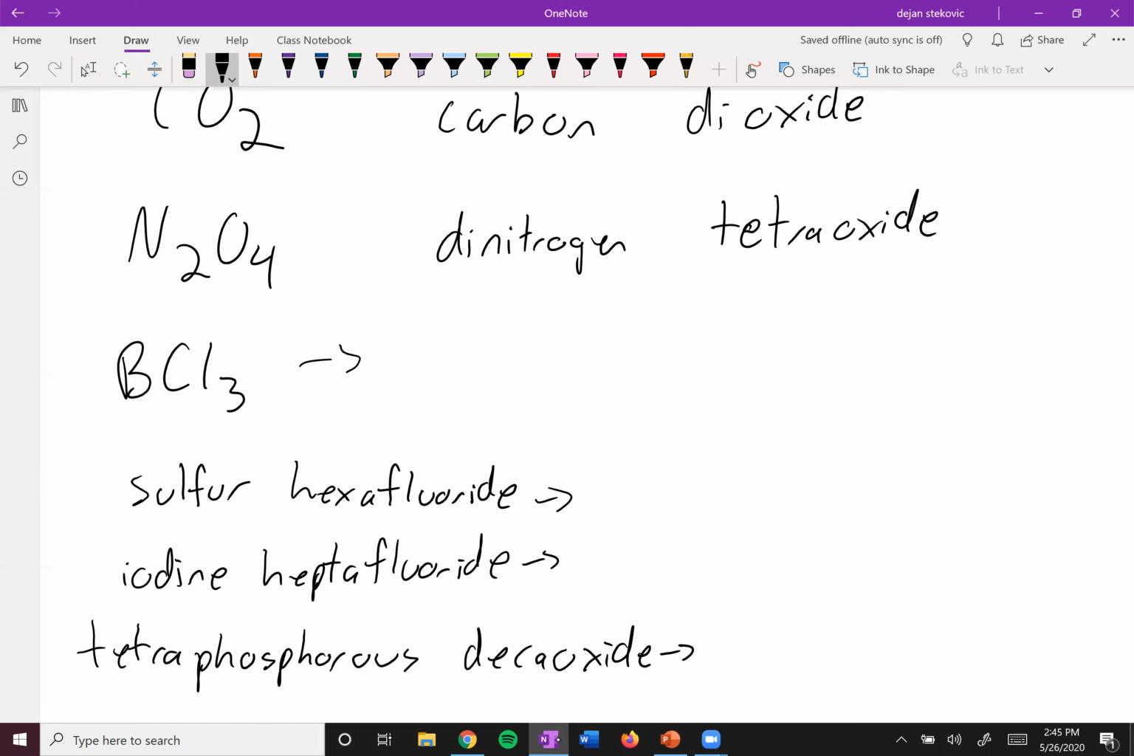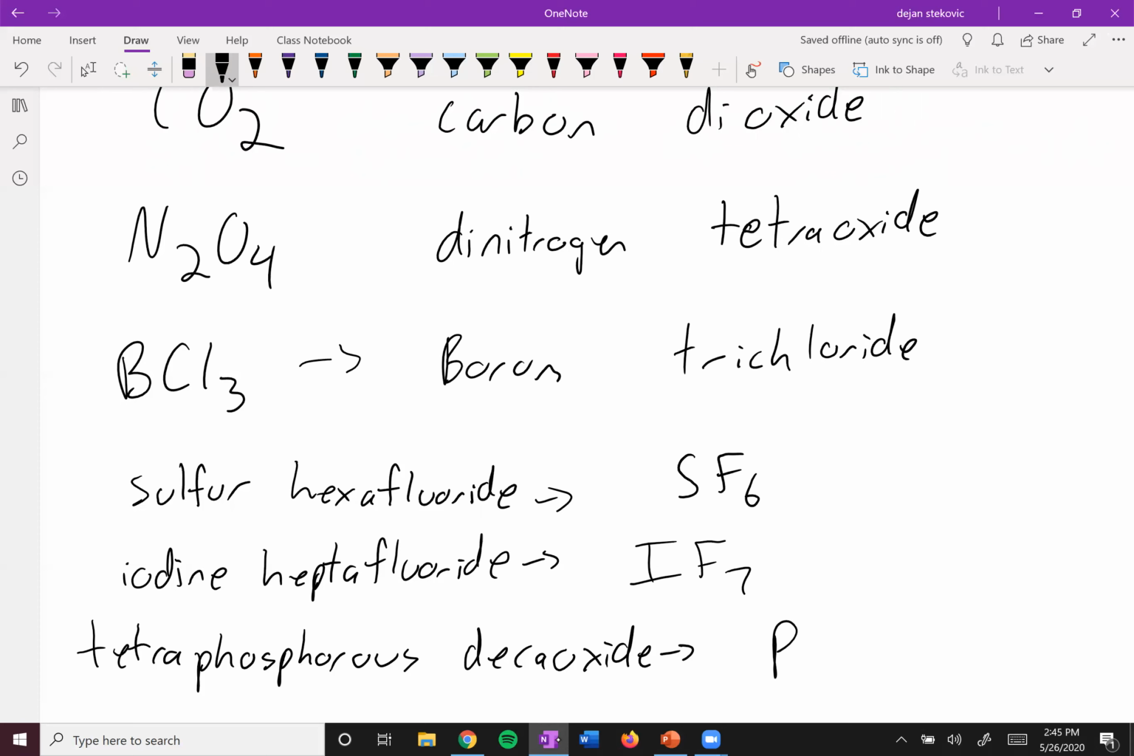All right, so boron, we have 1 boron, 3 chlorine, so that's going to end up being boron trichloride. Sulfur hexafluoride, sulfur is S, fluoride is F, hexa means that there's 6 of them, so that'll be SF6. Iodine heptafluoride, iodine means I, fluoride is F, hepta means 7, so IF7. Tetraphosphorus decaoxide, so phosphorus is P, tetra means 4, and then we have the oxygen for the oxide, and then there's 10 of them.